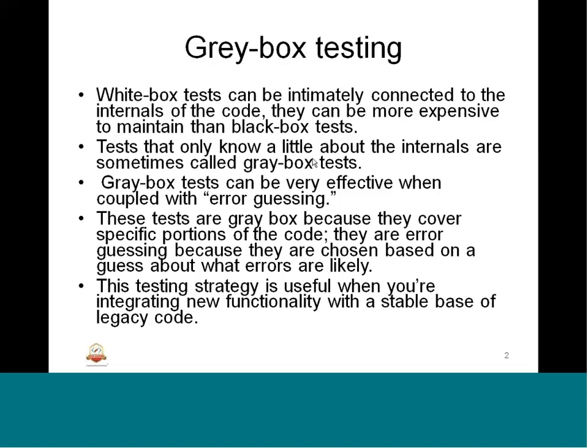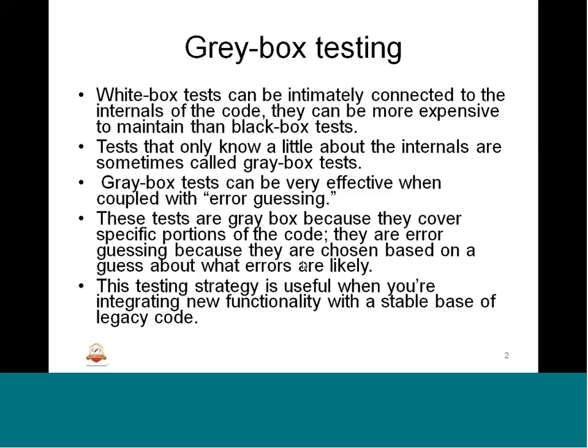So another type of method is called error guessing, where the errors are guessed based on the knowledge of the unit under test, and that will be implemented. The test design will be applied accordingly. So these tests are gray box because they cover specific portions of the code. They are error guessing because they are chosen based on a guess about what errors are likely. That means the test will be carried out as a pre-test sort of a thing.